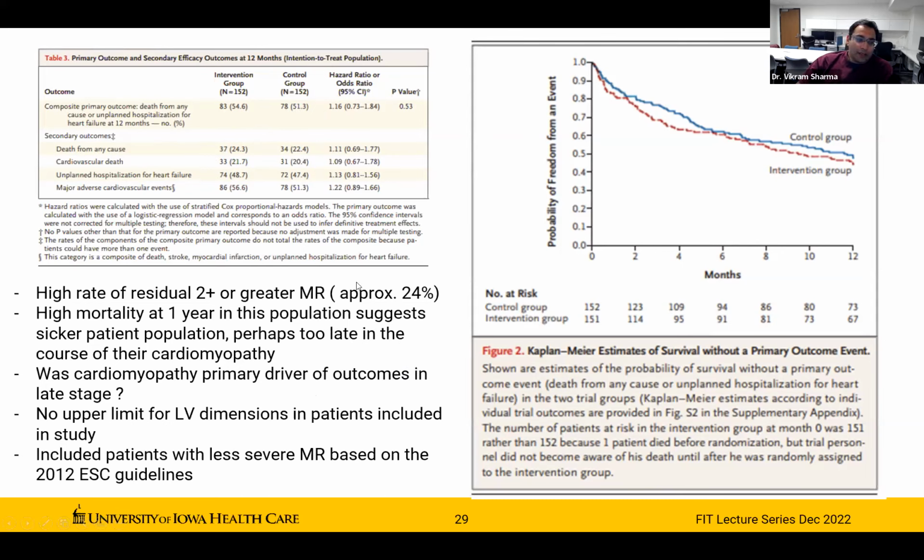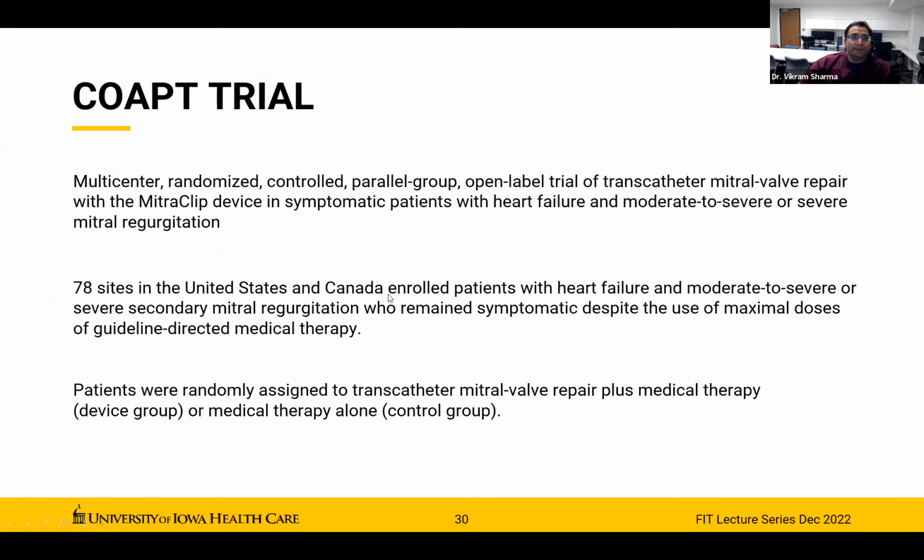An additional factor here was that in the trial, there was no upper limit set for the LV dimensions. The thought is that this could have led to patients with more severely dilated left ventricles being included, perhaps again at the later spectrum of the course of the cardiomyopathy, and that could have affected the outcome. And as I mentioned, according to the 2012 ESC guidelines, it perhaps included patients that had a less severe MR.